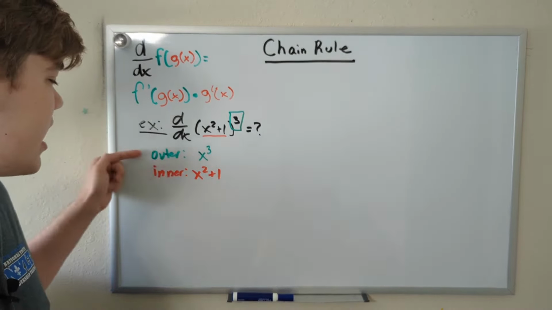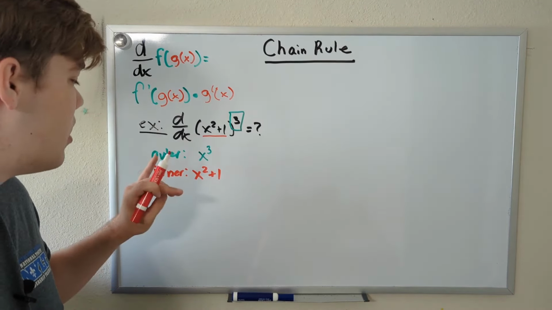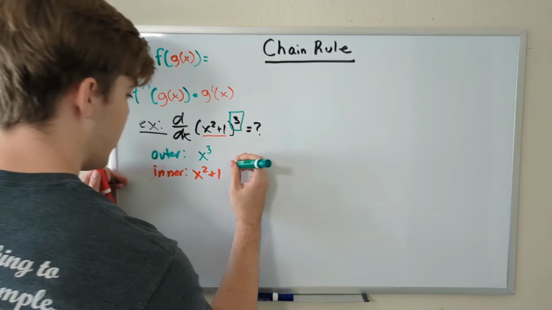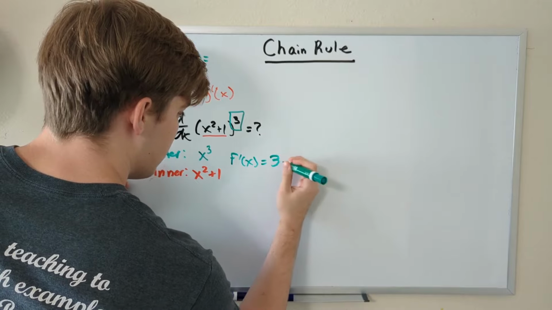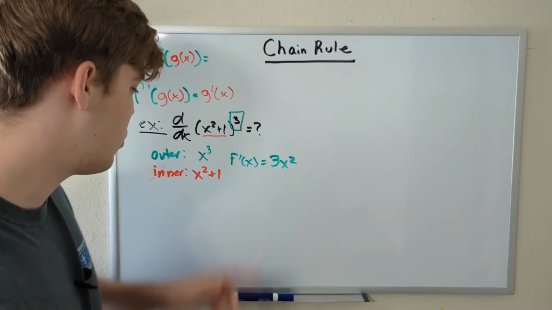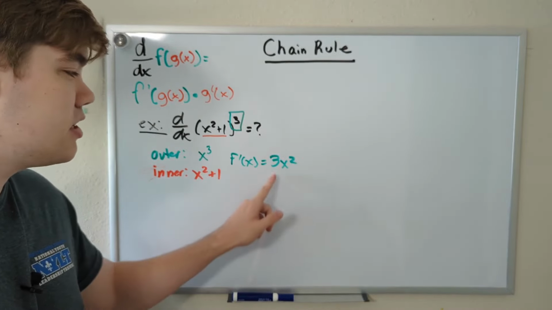Once again, we need to find f prime of x and g prime of x in order to plug that into the chain rule. So first, let's do f prime of x because it's pretty simple. F prime of x is equal to 3x squared. By the power rule, we take this 3 to the front and make it our new coefficient, and then subtract 1 from the power to get 3x squared.